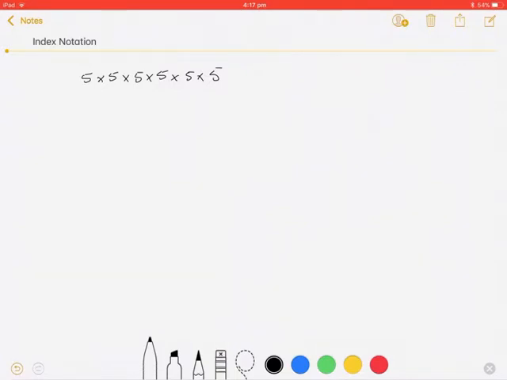How many 5s have I got? Oh, hang on, that's probably not the best idea. Let's try this. I've got 1, 2, 3, 4, 5, 6. I've got 6 5s. So that's 5 to the power of 6.